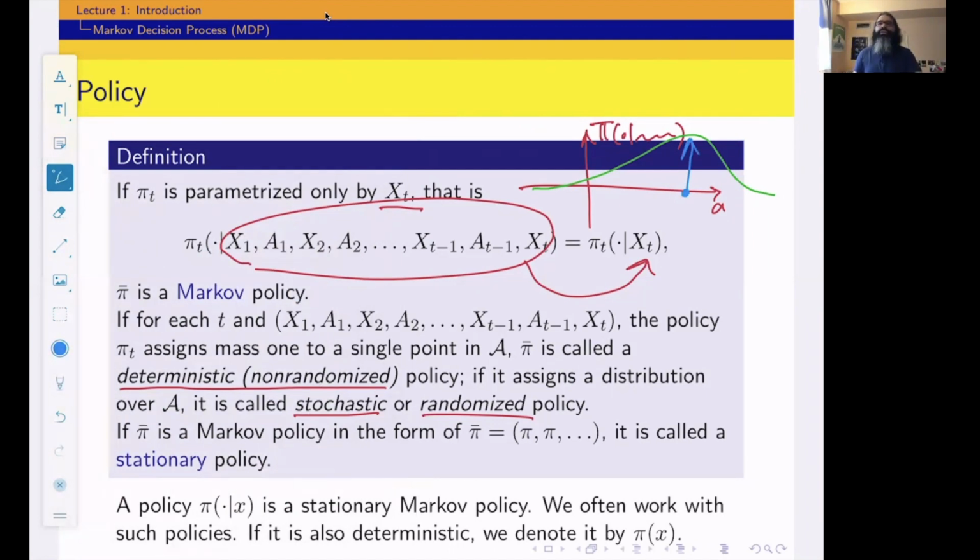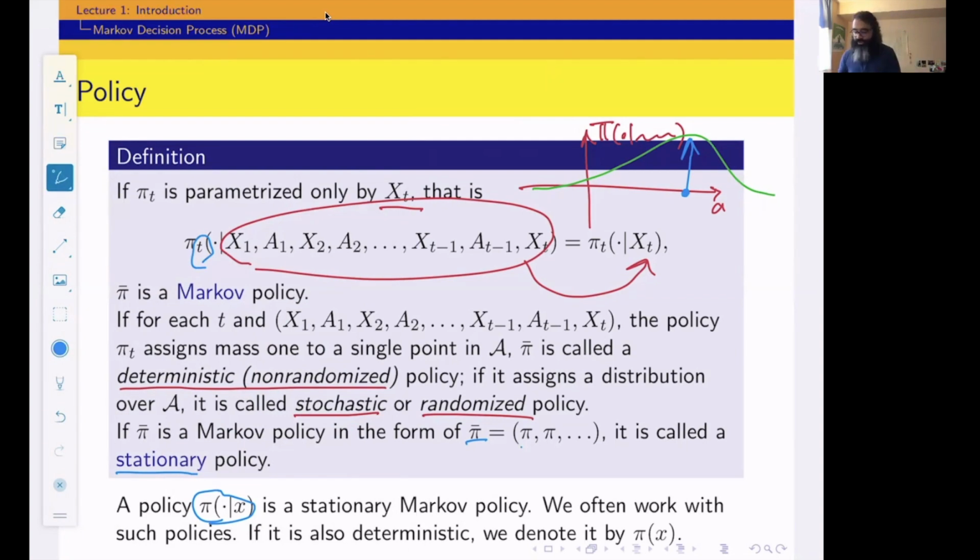When we do that, we use a different notation to refer to whether it's stochastic or deterministic. Before that, I should mention something else too. Here, you remember the policy depends on time. But if it doesn't depend on time, no matter whether the agent is at time step 1 or 10 or 1,000, then that policy is called stationary. So a stationary policy is a Markov policy of the form π bar equals π, π, π, π. When all of them are the same mapping, it's called a stationary policy.